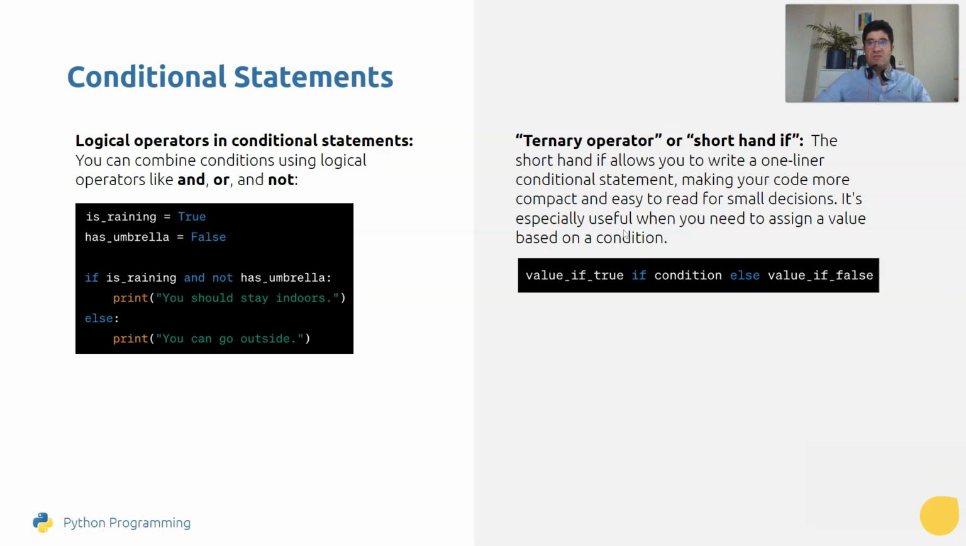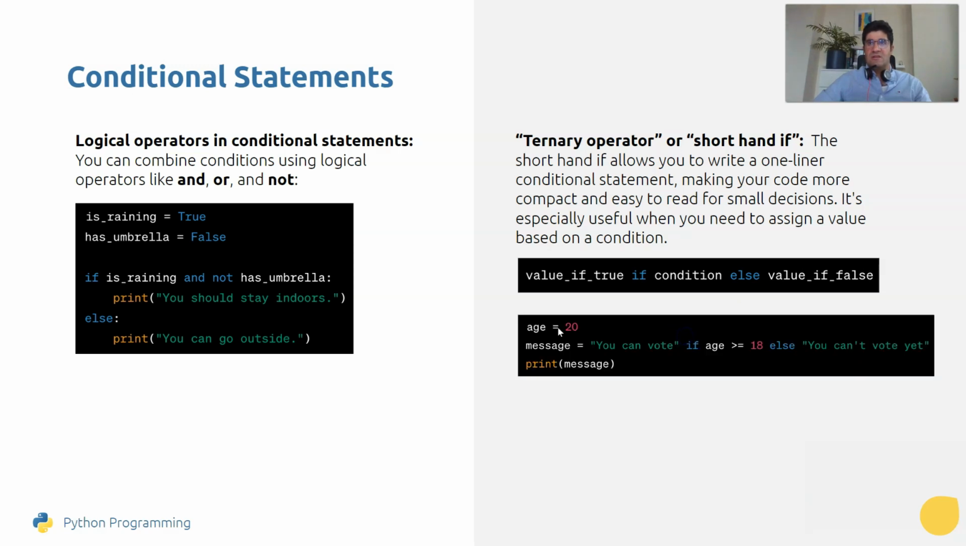And as I mentioned, it is really useful when you want to assign a value to a variable based on a condition. The general template for this operator, the ternary operator or shorthand if, looks like that. The value when the condition is true will be written at the beginning. Then we have the if statement and there is a condition. If this condition is evaluated as true, this value will be returned. Otherwise, the value after the else will be returned.